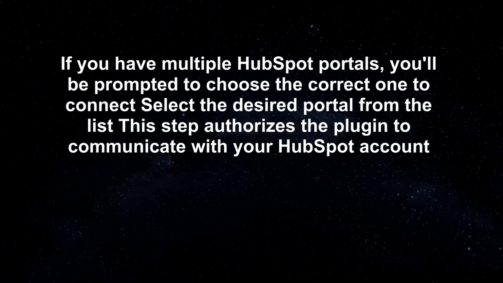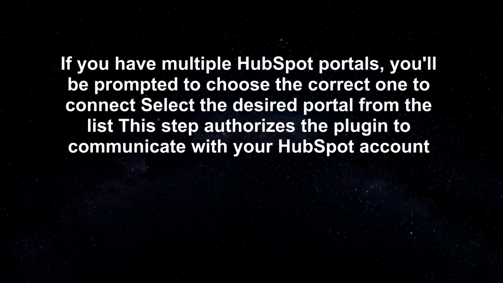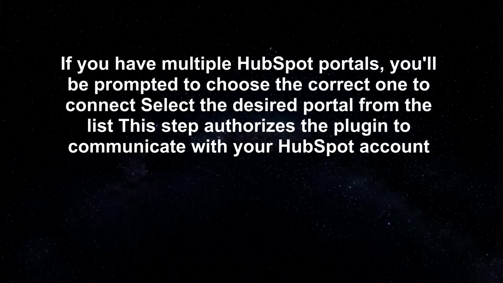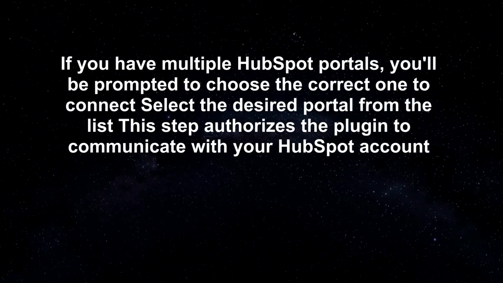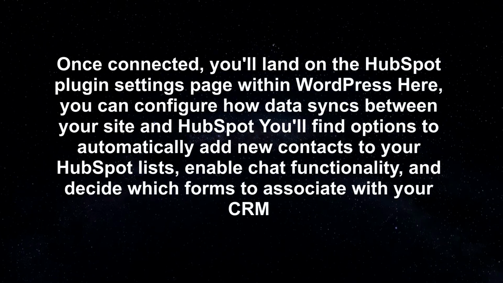If you have multiple HubSpot portals, you'll be prompted to choose the correct one to connect. Select the desired portal from the list. This step authorizes the plugin to communicate with your HubSpot account. Once connected, you'll land on the HubSpot plugin settings page within WordPress.